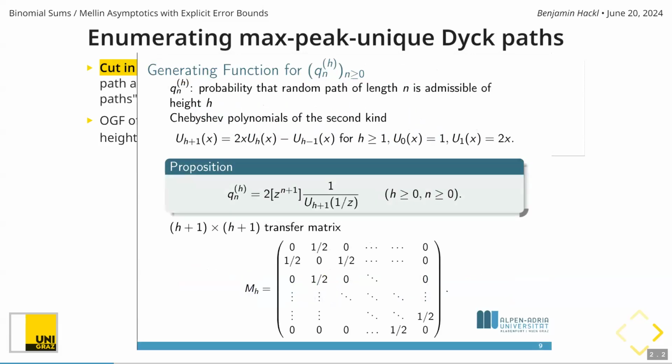But here's the actual result from that day. The probability of such a path is given essentially by this coefficient of z to the n plus 1 in this expression here, where U_{h+1} is the Chebyshev polynomial of the second kind. So these appear here. I don't give any details. The setup is basically you can write down the recurrences for these paths in a transfer matrix, and then, well, do the usual stuff and get this expression here out.